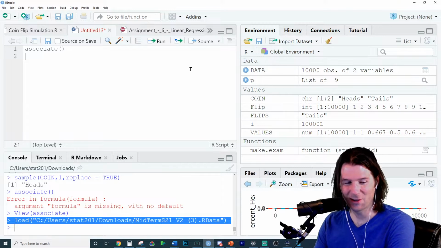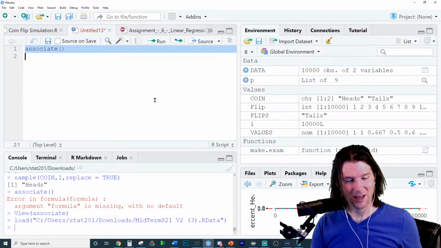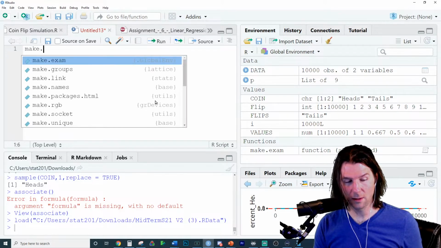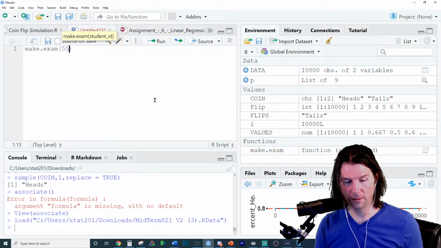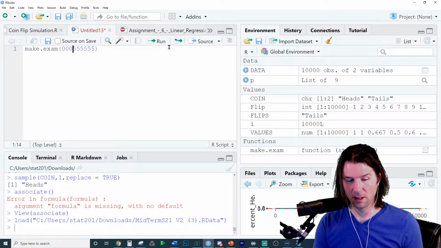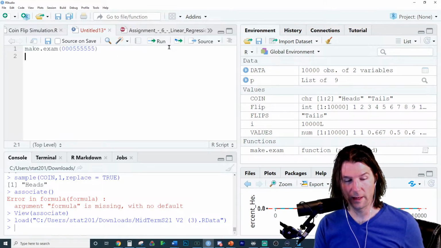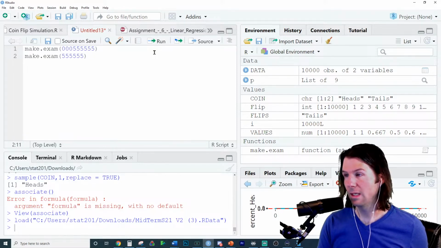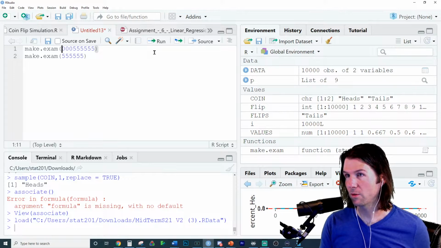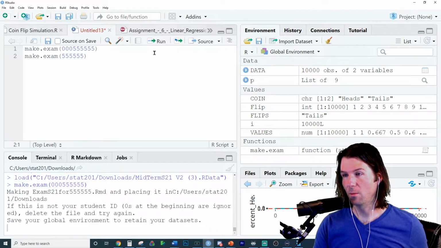Once people get to higher tiers, though, there's even more. You never know. So now we're going to go to make.exam, and then we're going to put in our number. It doesn't matter if you put the zeros or don't put the zeros. Either way you do this, perfectly fine. Both will come out. Here, I'll do it with the zeros.